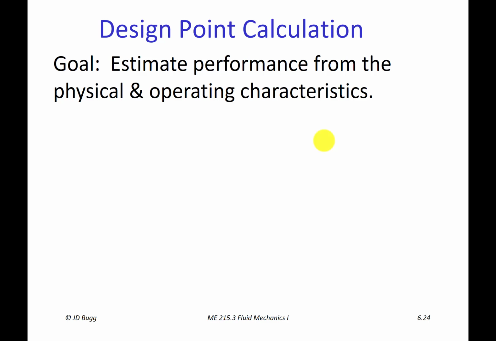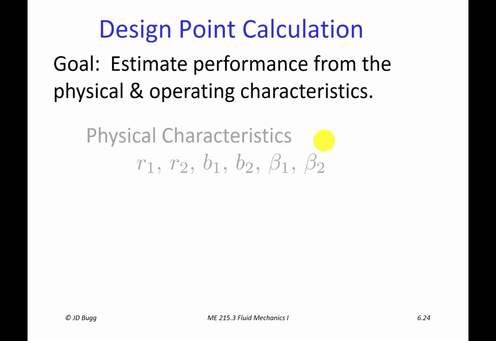So our goal here is to estimate the performance of this pump from its physical and operating characteristics. So the first thing that I'm going to do here is just define what we mean by performance, physical, and operating characteristics. First of all, the physical characteristics of the pump, or at least of the impeller design. So there are 6 of them that we're concerned with. 4 of these we have already seen. So R1 and R2 are the inside and outside radius of the impeller. Beta 1 and beta 2 are the angles that the impeller blades make with the circles at the inner and outer radiuses. We've already seen those parameters.